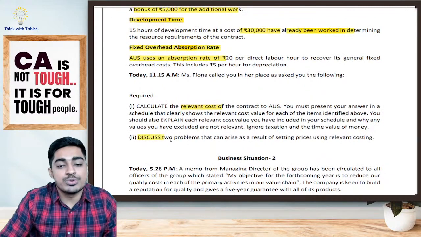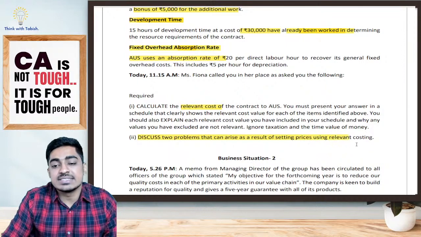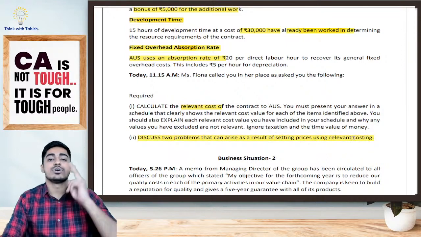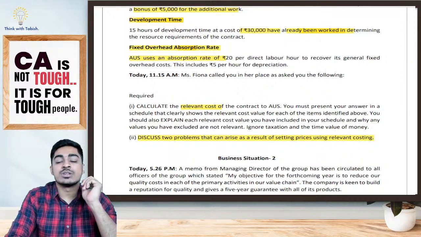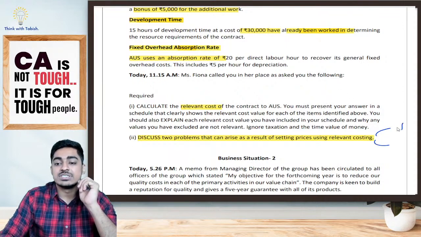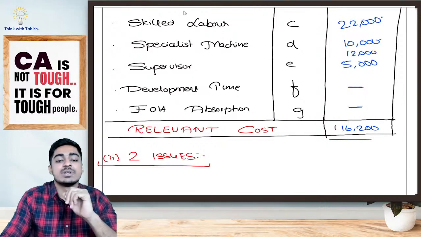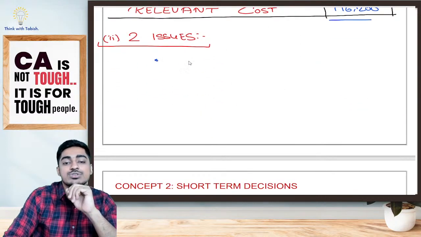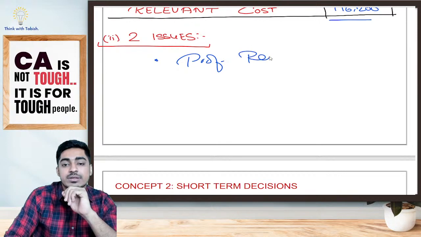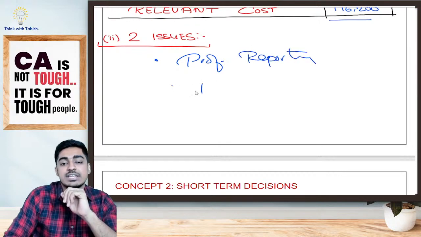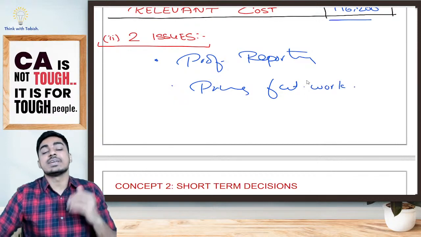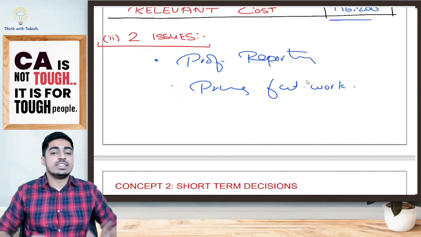Second, discuss two problems that can arise if prices are set using relevant costing. We have told two problems which are going to arise. What are the two problems, students? Firstly, profit reporting. Second, pricing of future work. Profit reporting, even though it is correct, our profit may not be showing. For future work, if we have to quote a price, relevant cost need not be the same. This was question number 9.